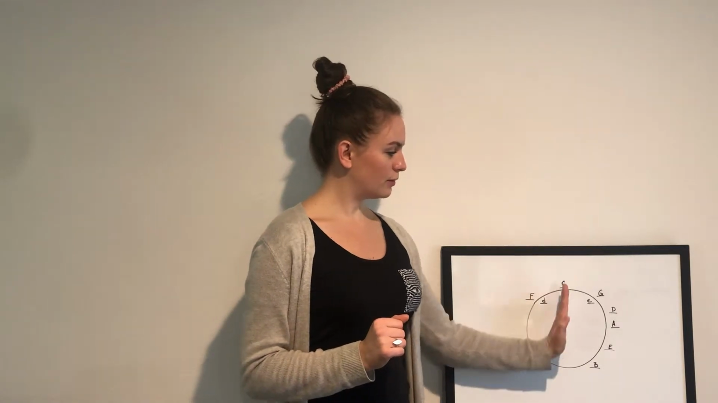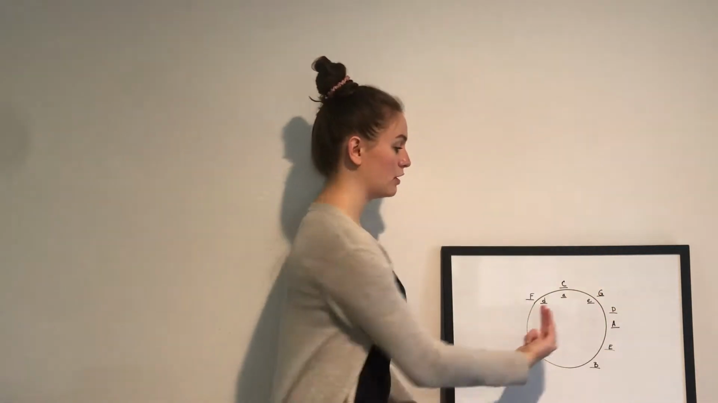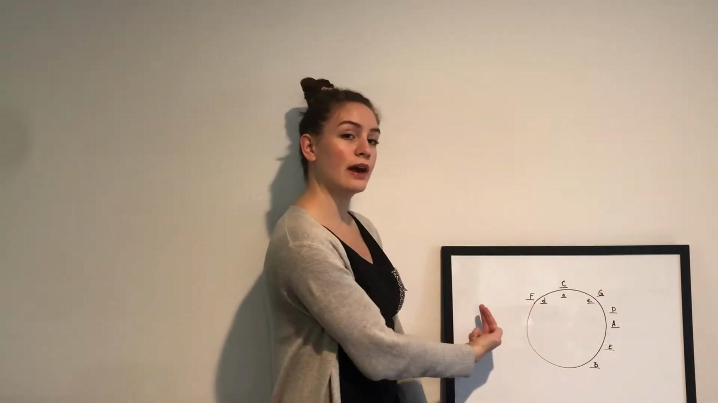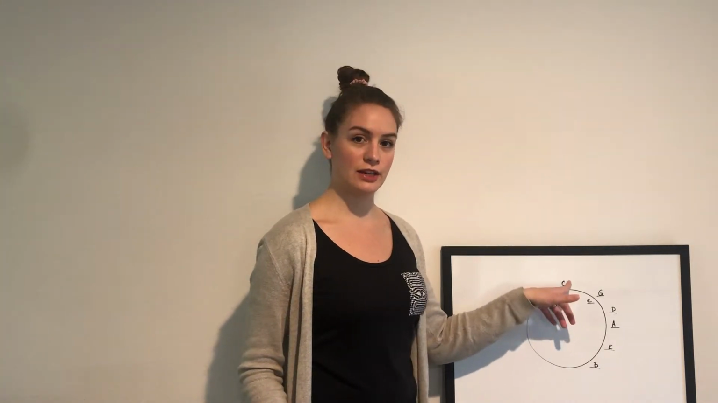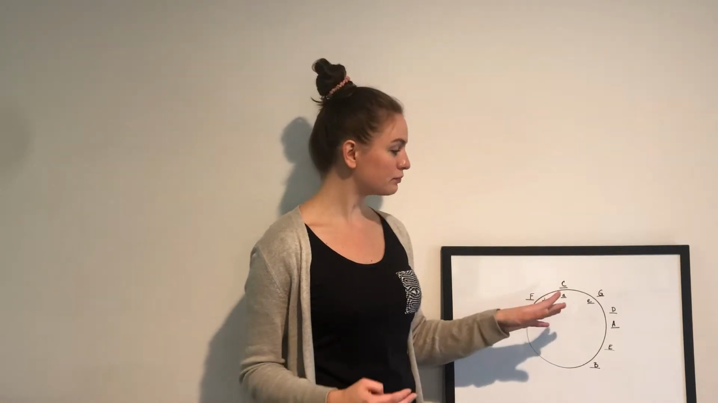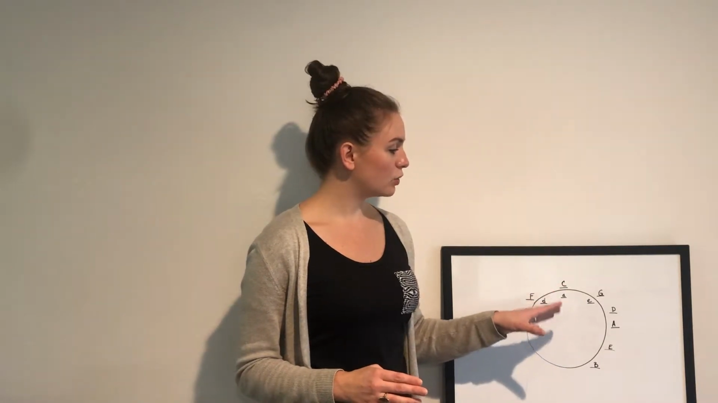From here on this way, we have your sharps, your keys that have sharps in them. From here on this way, we have flats. Obviously here we have 0 sharps or flats because that's your C major and your A minor, which are relative to one another. Okay, so in order to know which key goes where, think of this like a clock, okay?